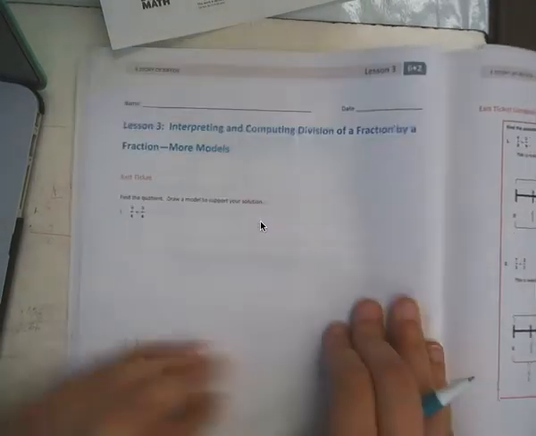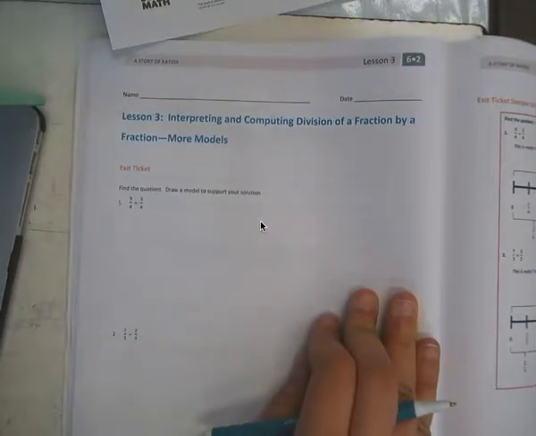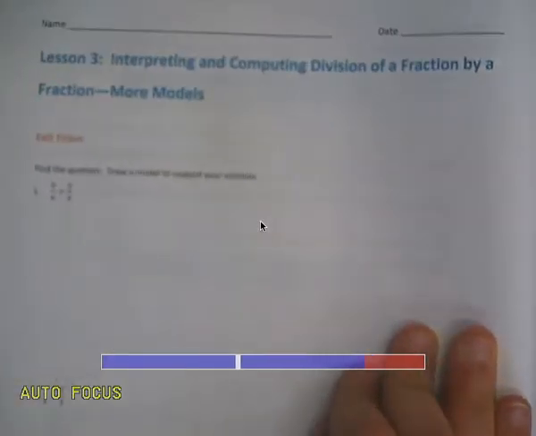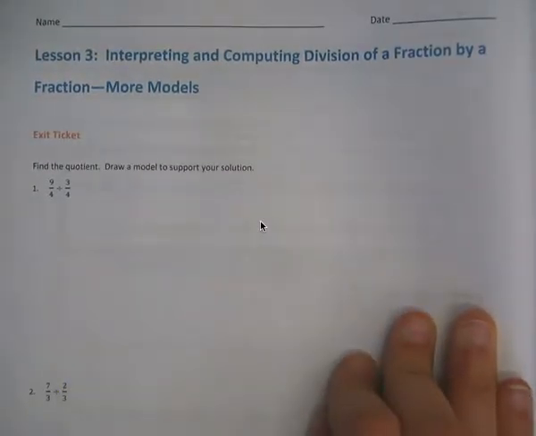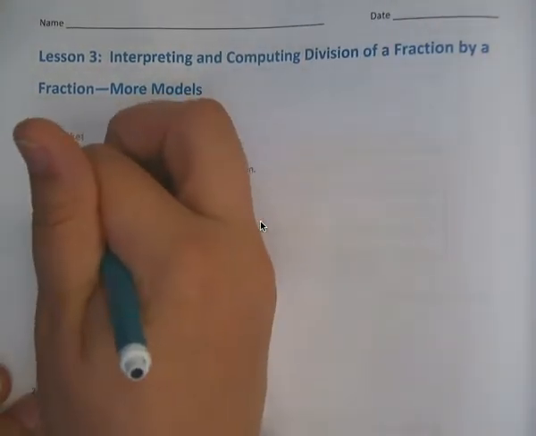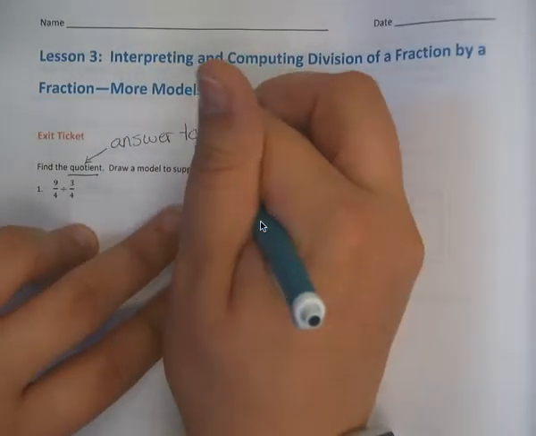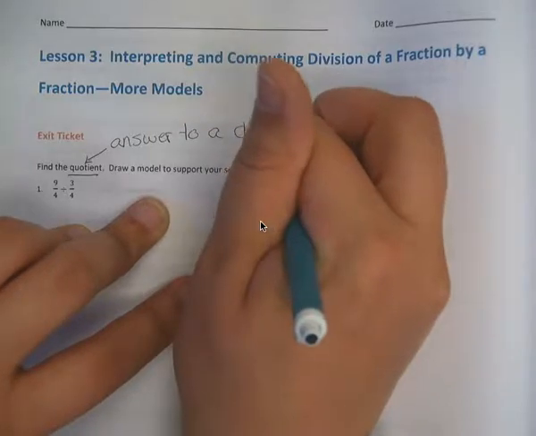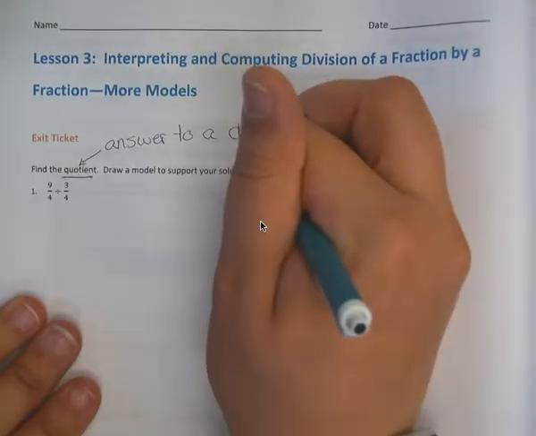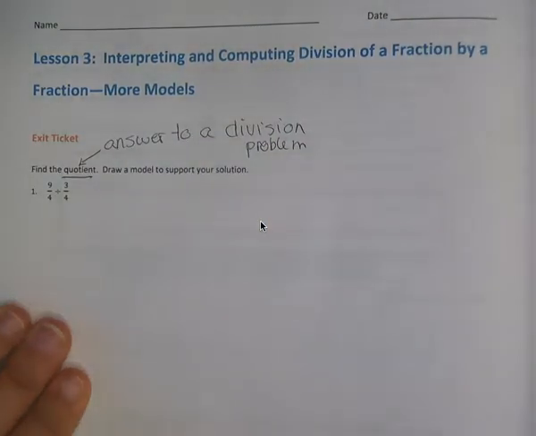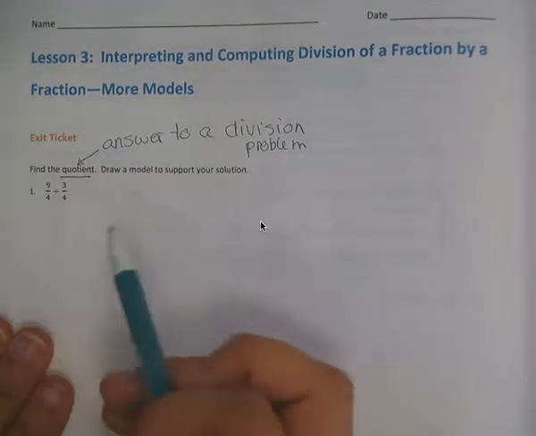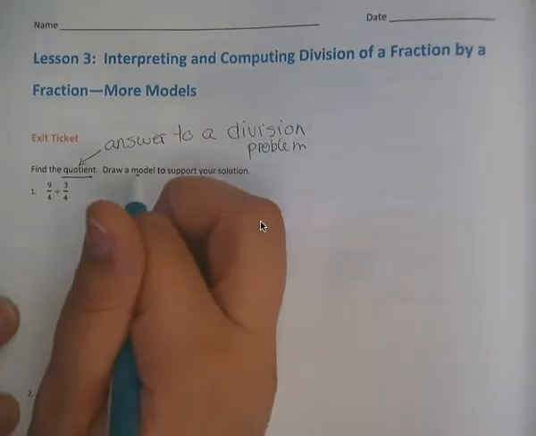Next, we're going to go over your exit ticket. This is what your exit ticket is going to look like. Can you zoom in a little bit? The first question says, find the quotient. Remember, a quotient is the answer to a division problem. So you need to find the quotient. Do the math on this. Do the number stuff. Then it says, draw a model.